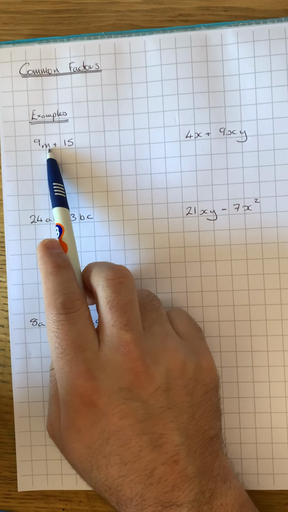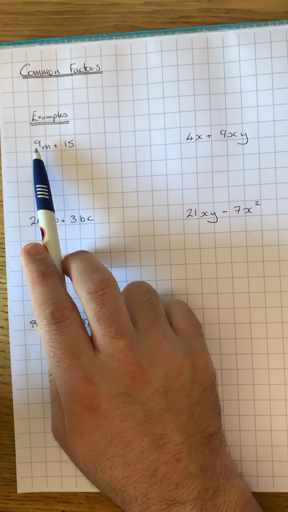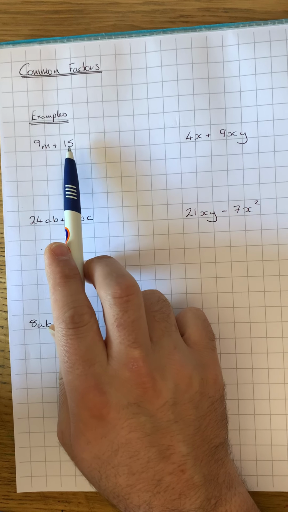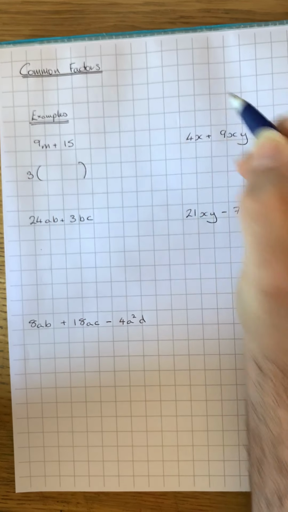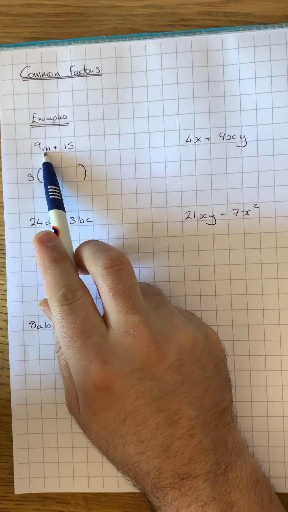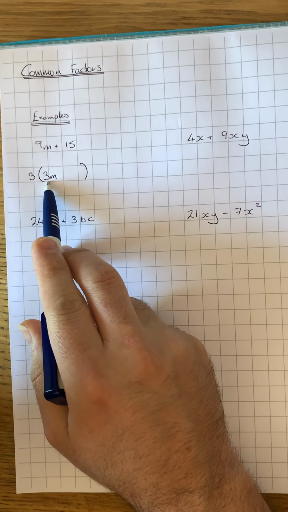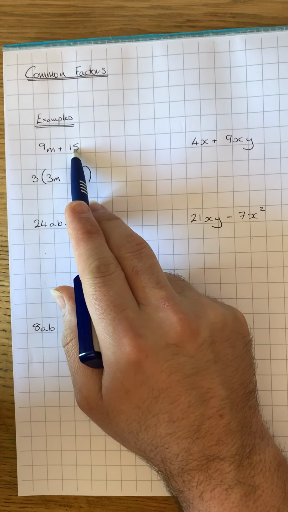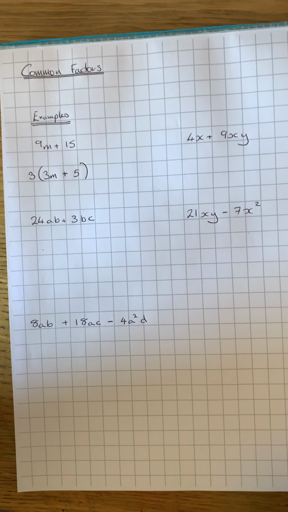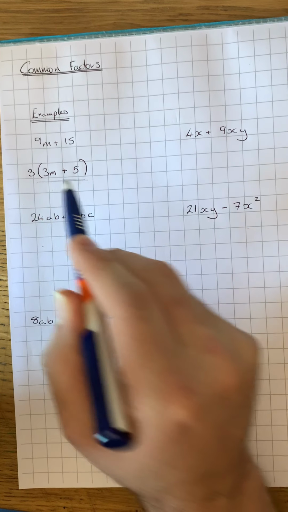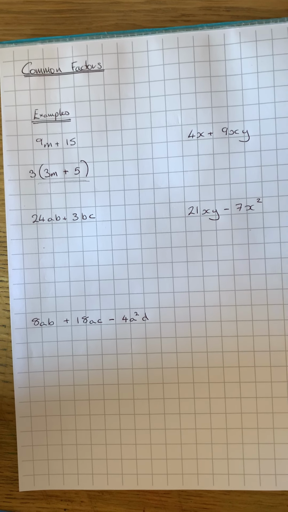Now we have to look at each part of this and determine what is the largest thing that we can take out of it. So I can see that 9 and 15 are both divisible by 3. So that's the highest thing we can bring out. And then we have our brackets. So when we divide 9m by 3, we get 3m, because 3 times 3m would give us 9m. And when we take 3 out of 15, we get 5. And we still have our plus sign. So that's it. It's essentially just looking to see what the largest thing we can take out is.